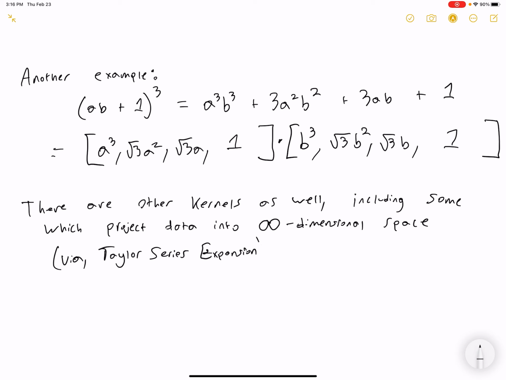And notably, that kernel is called the radial basis kernel, which we won't talk about in this class, but it's basically the same idea, another kernel function that gives you the dot product in high dimension, where in this case the high dimension is infinite dimensional space because of the Taylor series expansion.